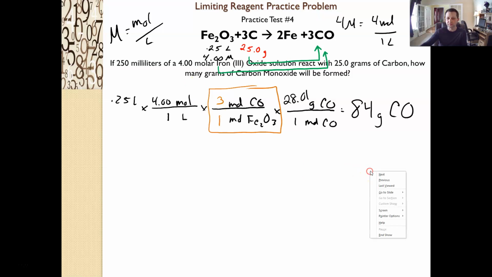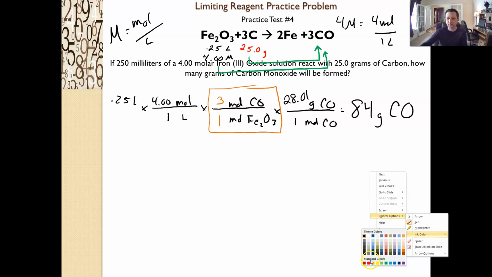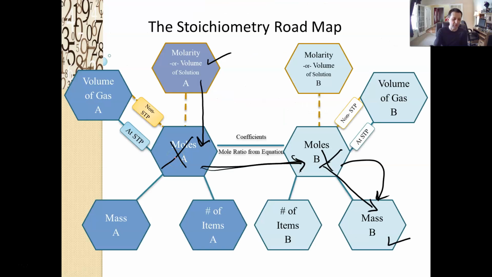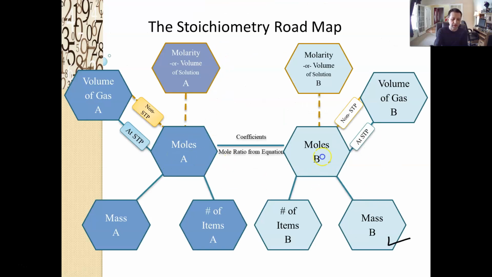Now, what I want to do is figure out, based on my 25 grams of carbon, how much carbon monoxide could I create? So let me go ahead and do my other stoichiometry problem, which is going to be down here. So let's start with our 25.0 grams of carbon. Okay, so now, let me erase this real quick. On my roadmap, I am here. Okay, I have my 25 grams of carbon. I still need to solve for grams of carbon monoxide.